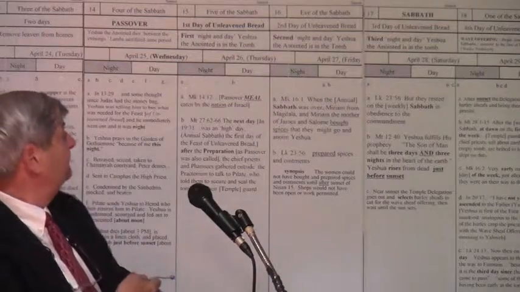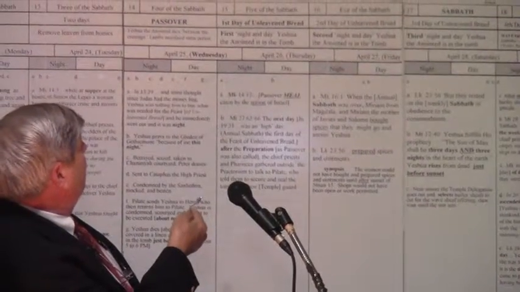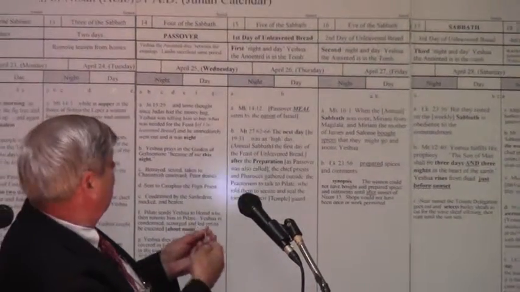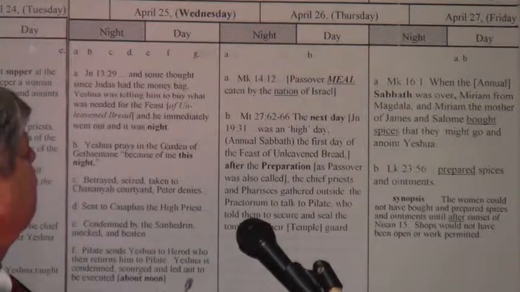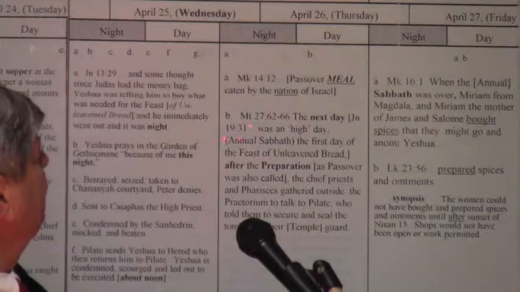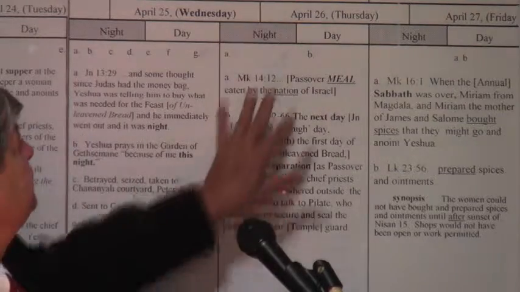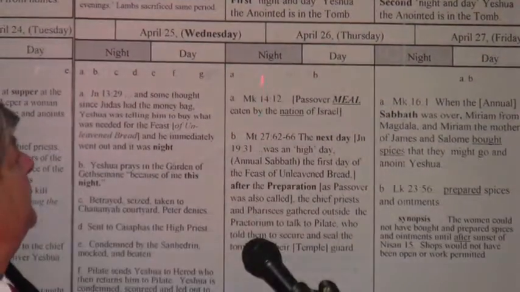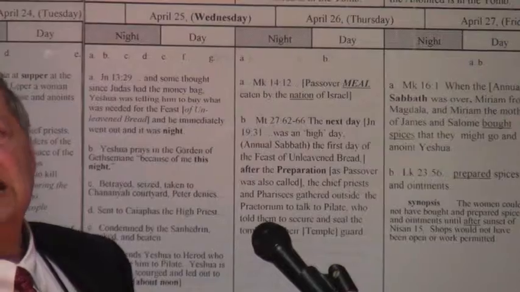But in Yeshua's time, we see in Matthew 27:62-66, the next day, time marker, John 19:31, it was an high day. Here's Passover. Here's the first day of the Feast of Unleavened Bread. It's called an high day in the Gospels. The first day and the last day of the Feast of Unleavened Bread are high days. They're annual Sabbaths.